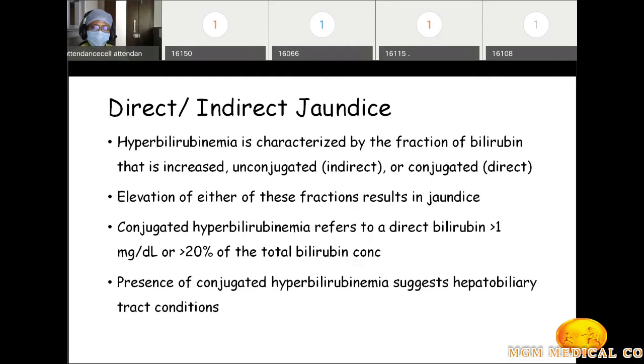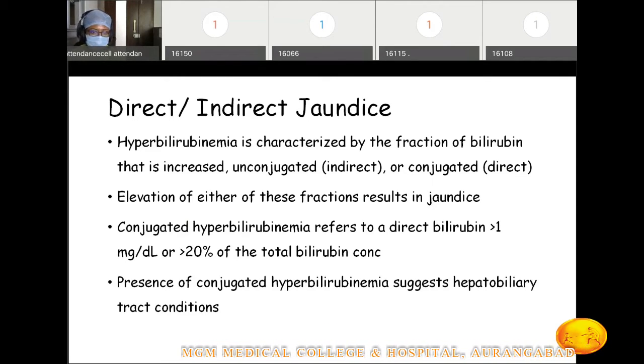You have direct and indirect jaundice. These are the two terminologies. You also hear of conjugated and unconjugated hyperbilirubinemia. Hyperbilirubinemia is characterized by the fraction of bilirubin that is increased, unconjugated or indirect, or conjugated or direct. Elevation of either of these fractions results in jaundice.